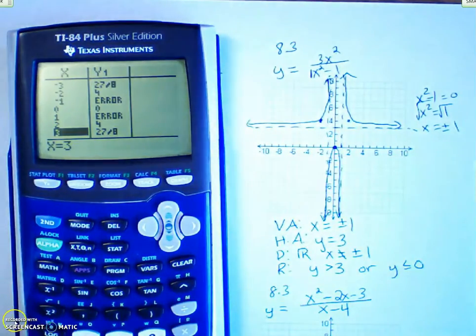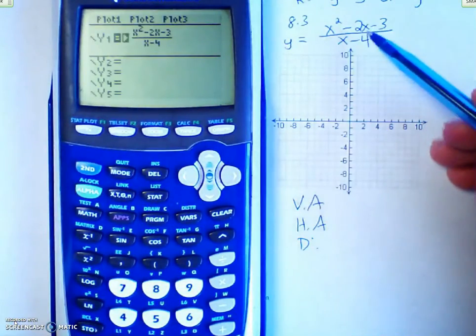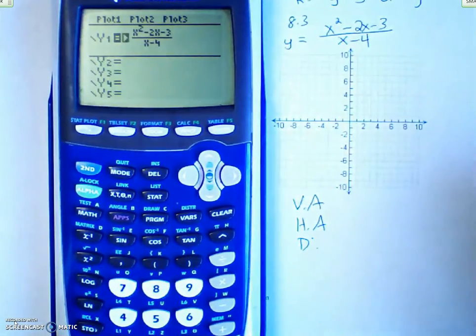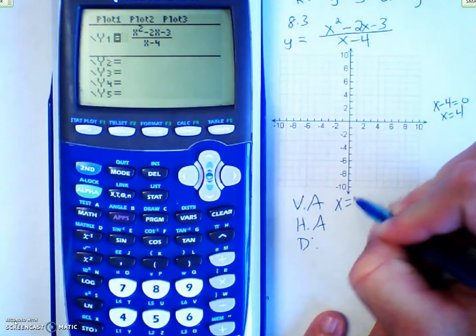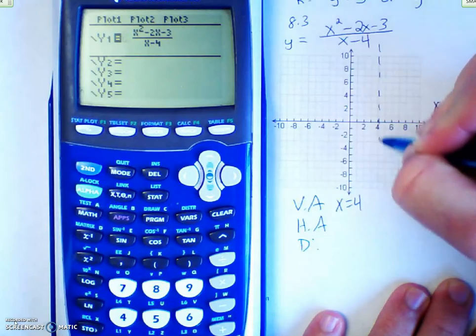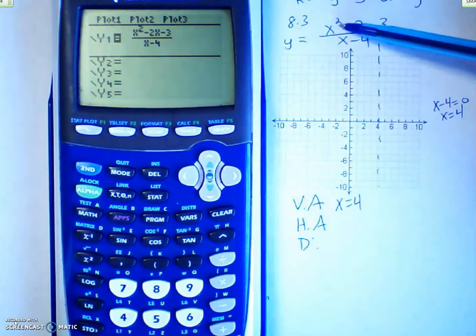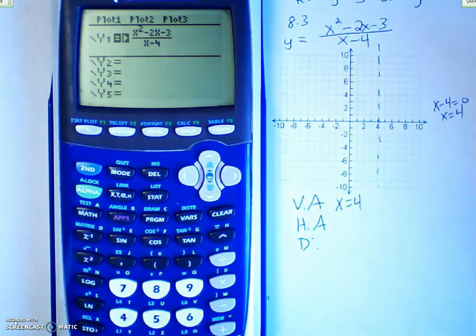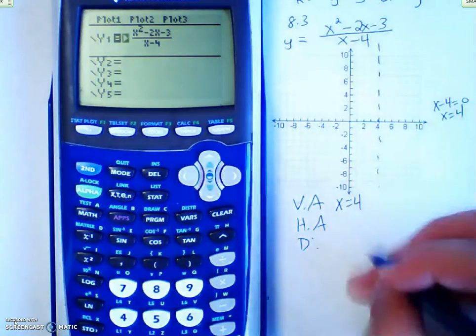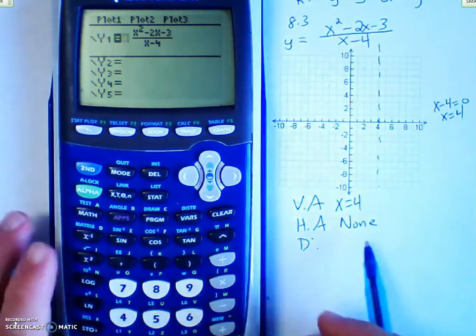All right, last one, still from section 8.3, is x squared minus 2x minus 3 over x minus 4. The vertical asymptote, set the denominator equal to 0 and solve, and you get 4. So x equals 4. But because this one is top heavy, this is just memorization, it's top heavy because you got an x squared on top and only an x to the first on the bottom. So your degree on top is bigger than your degree on the bottom. So because of that, you have no horizontal asymptote. If it's top heavy like this, you will never have a horizontal asymptote.